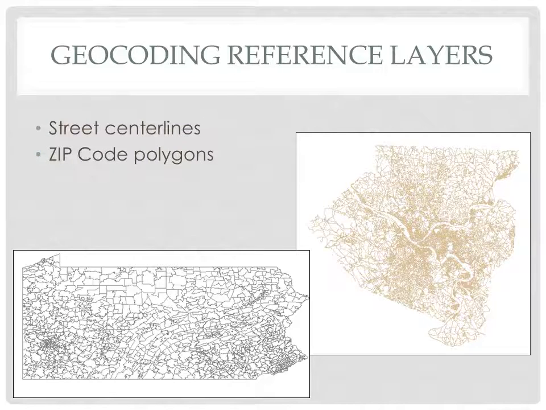Next is the geocoding reference layers, which typically we would use street center lines and zip code polygons. Street center lines are set up relative to zip code polygons so that by knowing the street address and the zip code, you should be able to geocode the address, assuming that all the information is there and it's accurate. And that concludes this introductory section on the basics of geocoding.